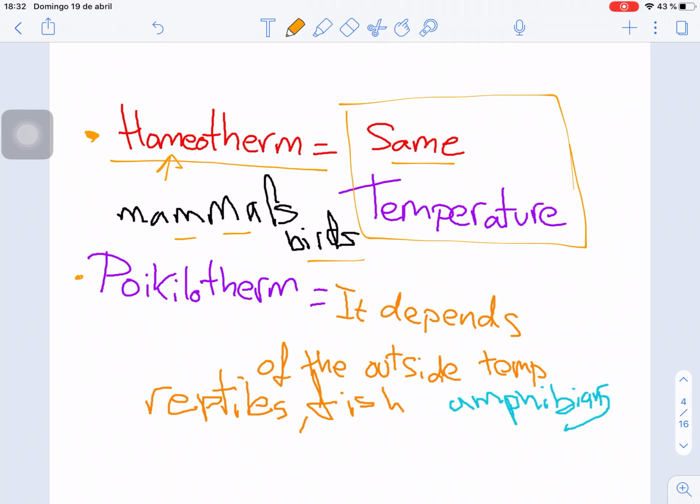But the other group are called poikilotherm: the temperature of the animal depends on the outside temperature. Examples are reptiles, fish, and amphibians. So they don't have the same temperature in summer or winter. Indeed, some of them have to hibernate. If not, they can die because they can't resist the temperature.